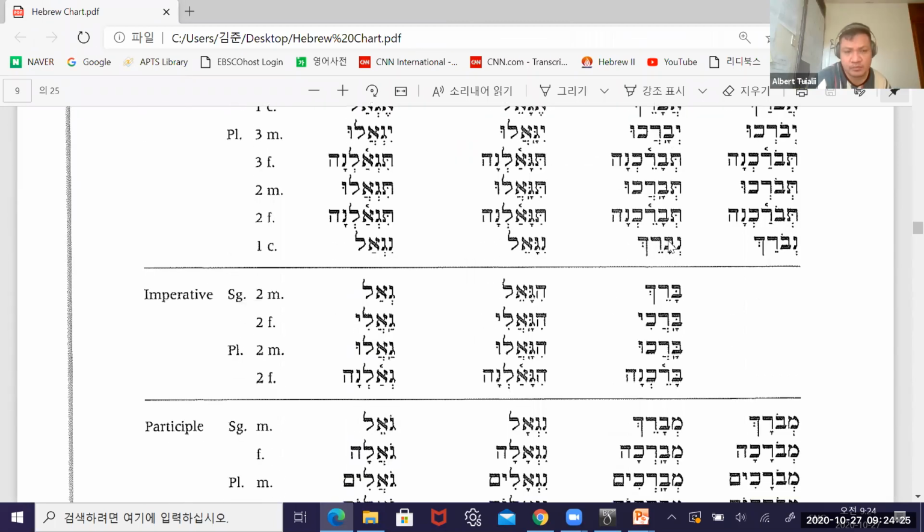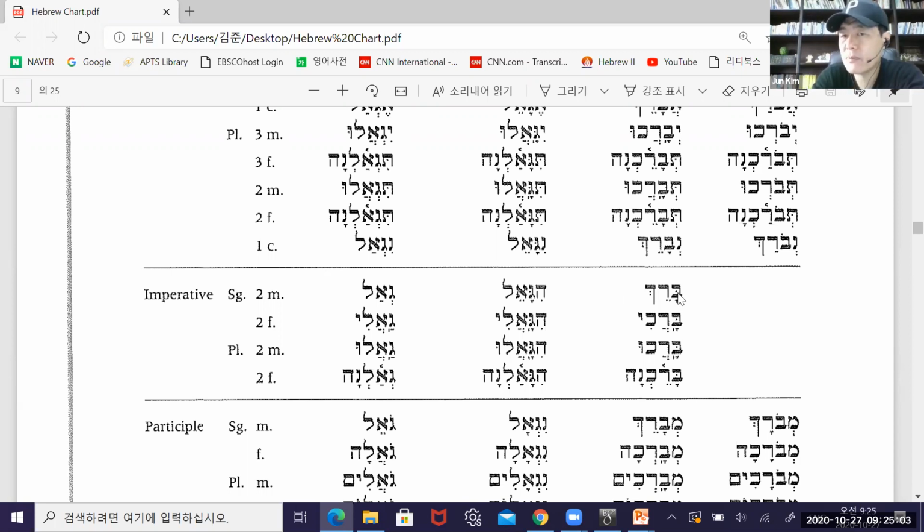Let's look at the imperative form. Imperative form comes with kamets under the first letter. As I said, when it comes to FSG, MPL, FPL, there is the EUNA ending, so it's quite a special indicator. If you have the EUNA ending and then kamets under the first letter for the middle guttural verbs, you can say it must be imperative. But what is really tricky is the 2MSG imperative form, because 2MSG imperative form will not take anything at the end. So there is a challenge for you to recognize it as an imperative form.